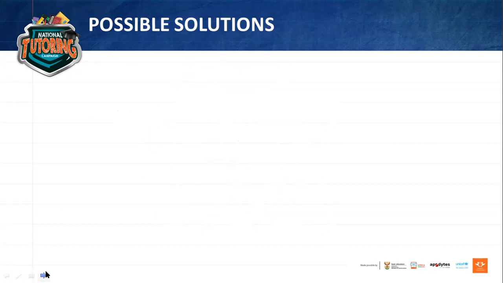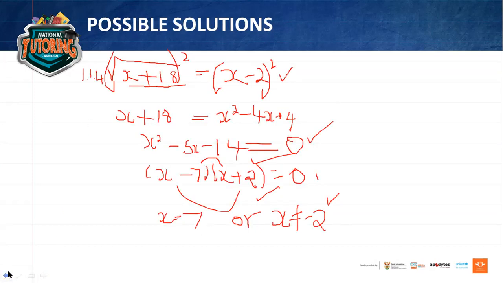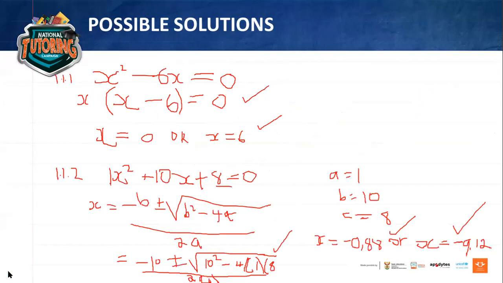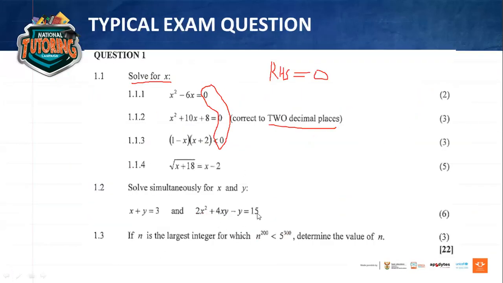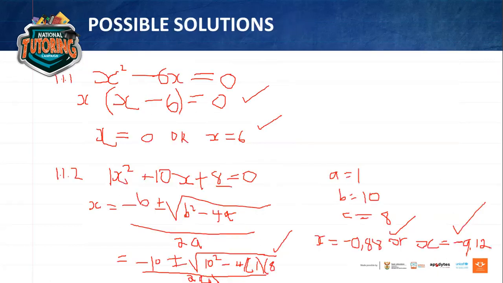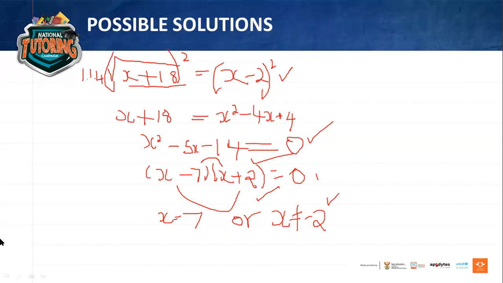All right. Now let's look at the second last question. The second last question is this one where we solve simultaneously. We are going to solve simultaneously: x plus y equals 3, and this particular equation, 2x squared plus 4x minus y. I'm going to write it on our board so we can solve it together.